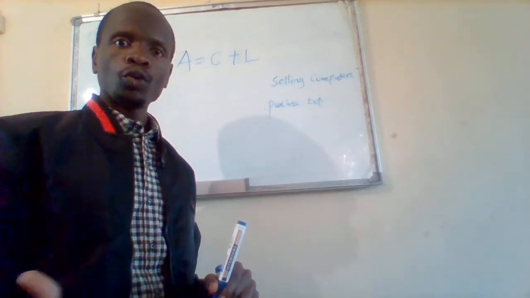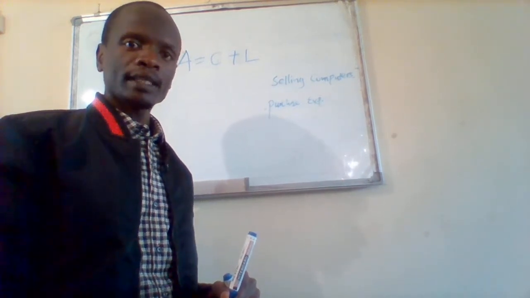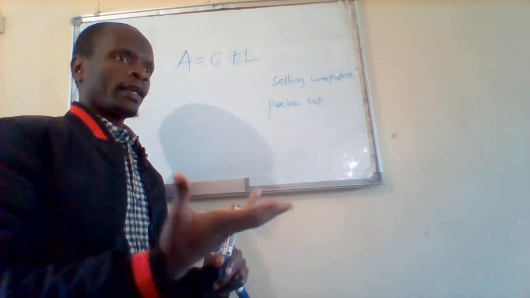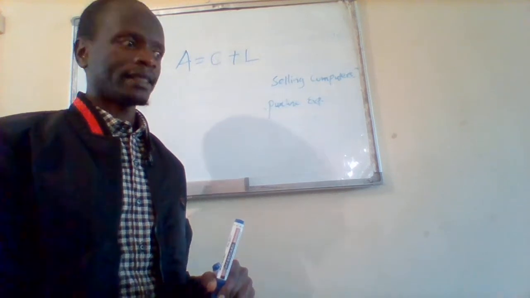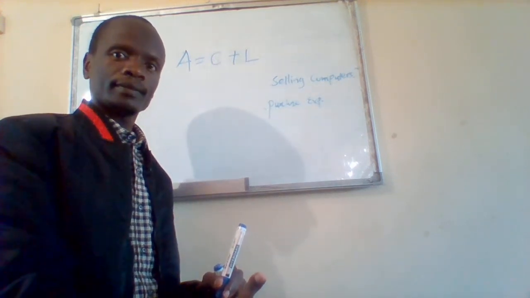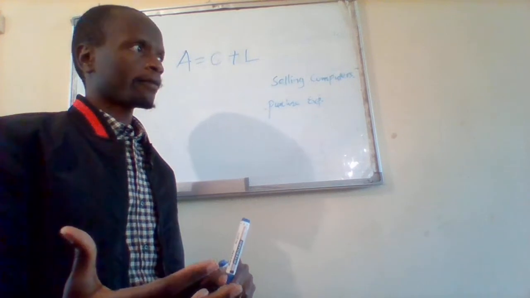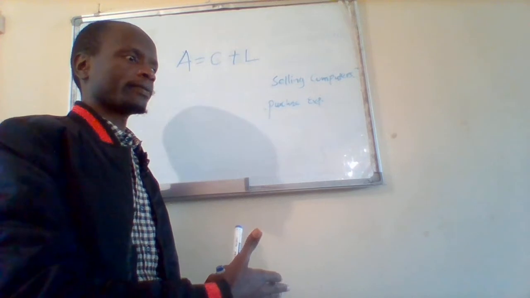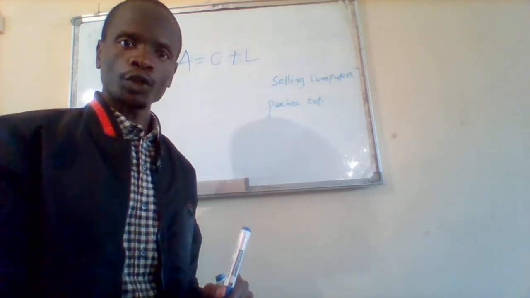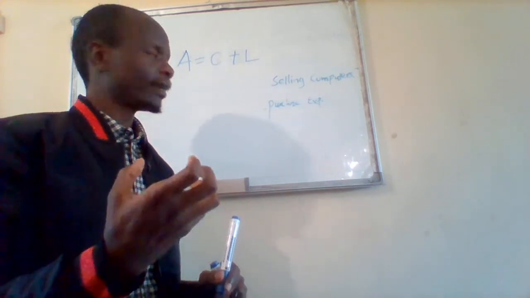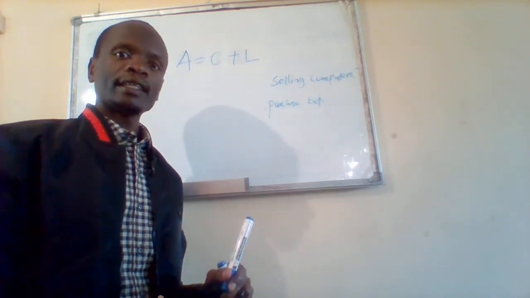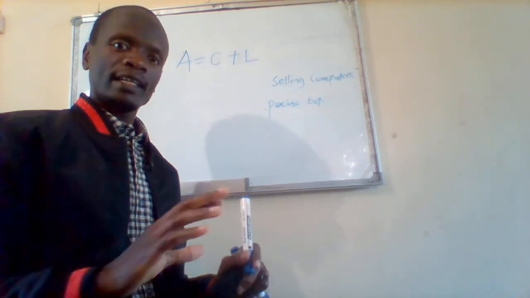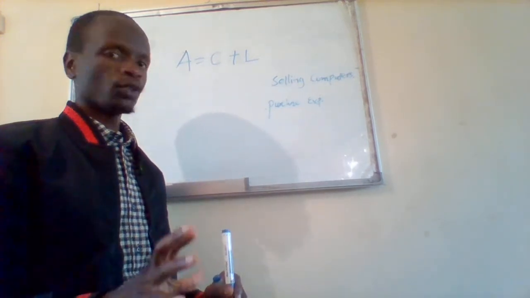But if a school buys a computer for the accountant, that is an asset. If a bookshop buys a computer, that is an asset. If a hardware buys a computer, that is an asset. But if an electronics shop buys a computer, that is not an asset. That is a purchase expense. So get the distinction very clearly. It confuses very many people.